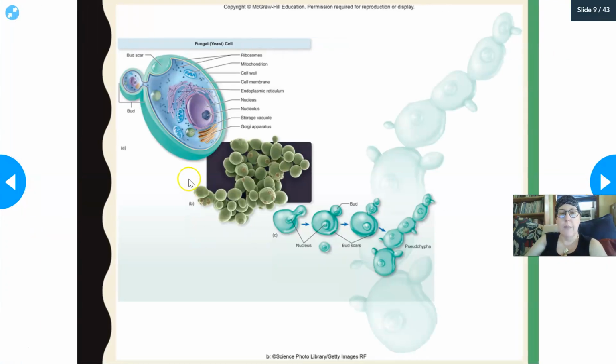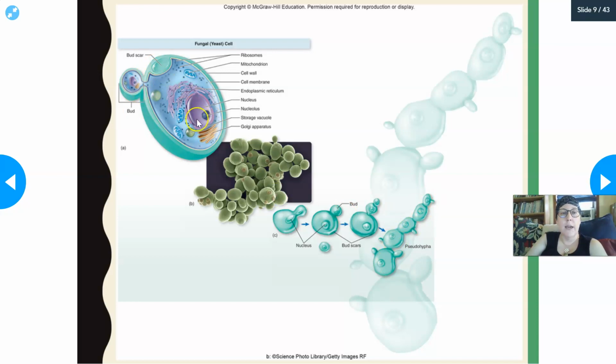Here is a typical budding yeast, a fungal yeast cell. We tend to refer to it as yeast if it has this budding yeast form, which will happen if you grow it at body temperature. If you grow it at room temperature, it'll form hyphae and look more like fungi, mold-looking things. So this is budding yeast. Again, they make what we call pseudohyphae, which are chains of budding yeast.